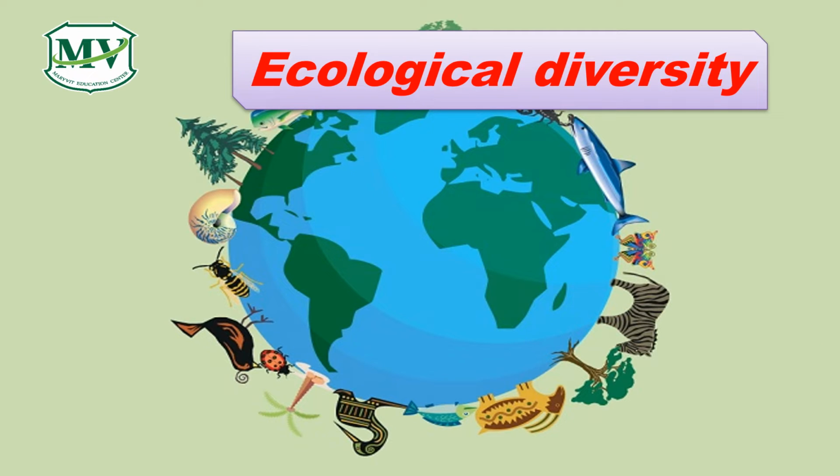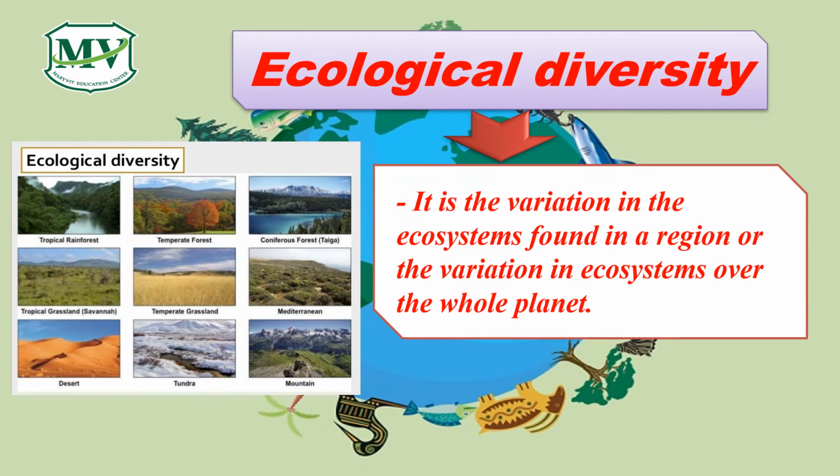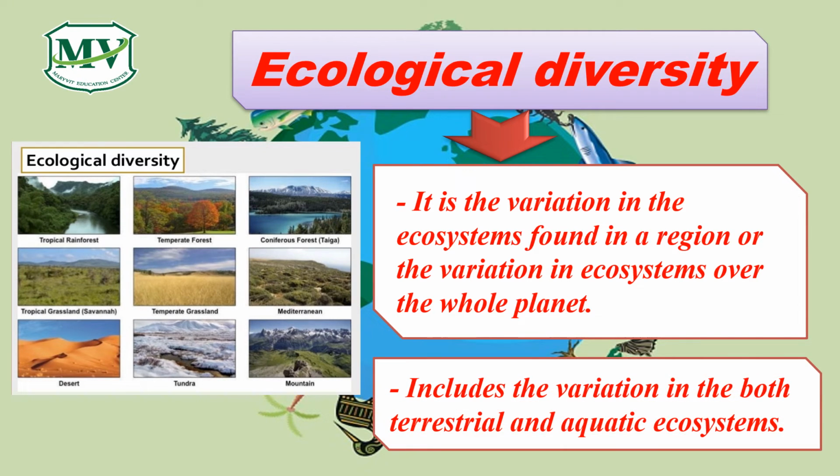Consequently, we have here the ecological diversity. Ecological diversity is a type of biodiversity which is the variation in the ecosystems found in a region, or the variation in ecosystems over the whole planet. Ecological diversity includes the variation in both terrestrial and aquatic ecosystems. The examples of the ecological diversity are deserts, wetlands, forest, grasslands, ocean, and etc.